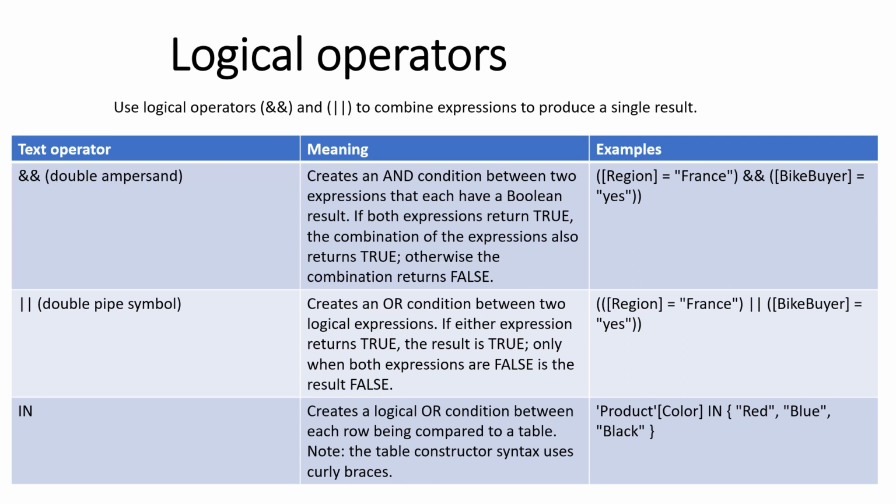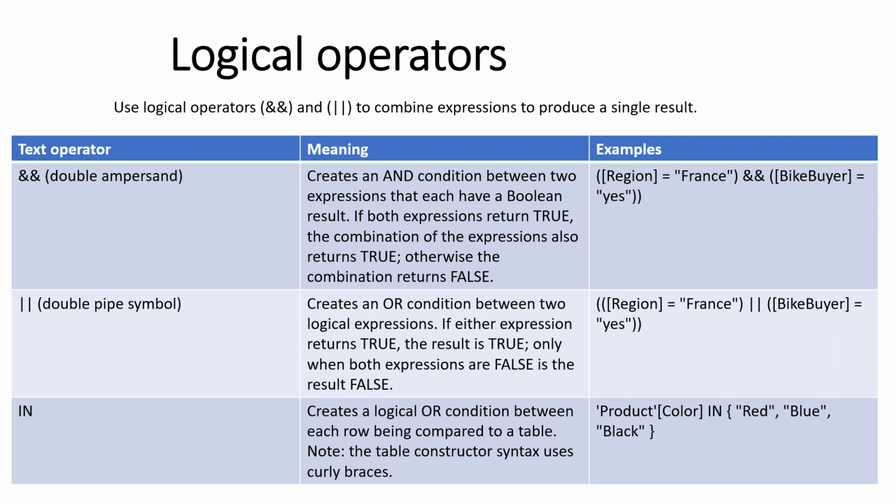And we have different types of logical operators. In logical operators we have the double ampersand. We already discussed the ampersand, but this is the double ampersand. Double ampersand creates an AND condition between two expressions that each have a Boolean result. If both expressions return true, then the combination of expressions also returns true. Otherwise, the combination returns false.